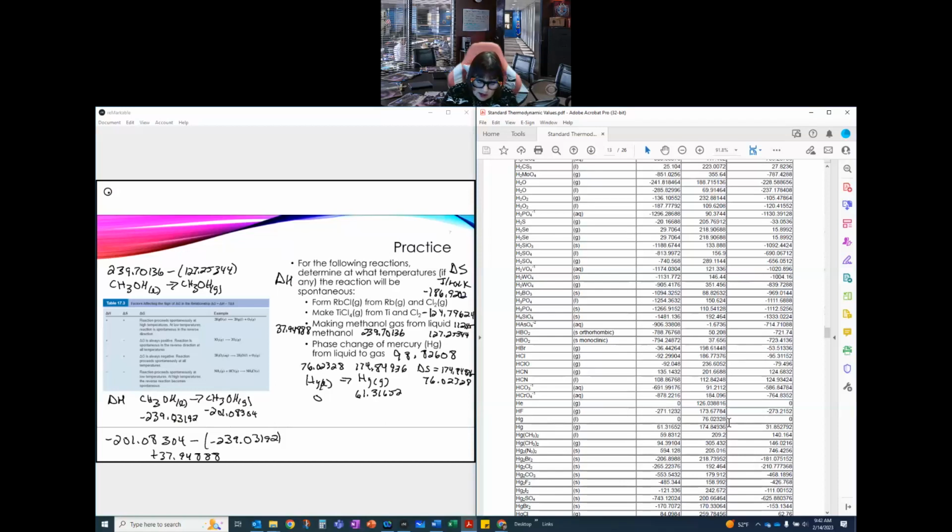And since it's products minus reactants, my reactant is 0, I know that that value right here is going to be 61.31652. We have to look up some values for that RbCl.